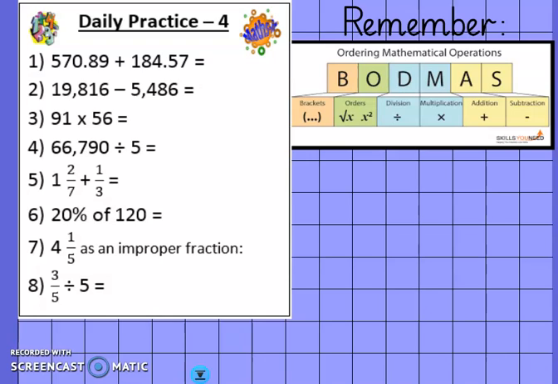I'd like you to start off by doing your daily practice. Well done if you've been writing this in your book. We've seen some fantastic practice in your book, so please do this today. I want you to give yourself 10 minutes, like usual, and see how much you can do.